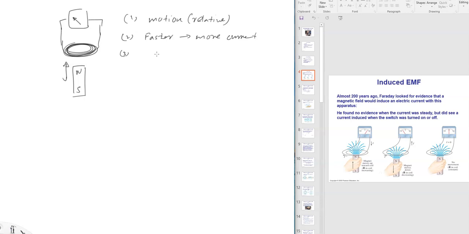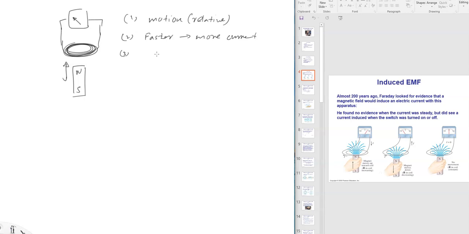Also, the direction of the current depends on which way the magnet is going. If a north pole is coming towards the coil, the current will flow in one direction. If the north pole is going away from the coil, the current will switch direction and start flowing the other way. If you bring a south pole in, current goes in one direction. If you take the south pole away, current switches direction.